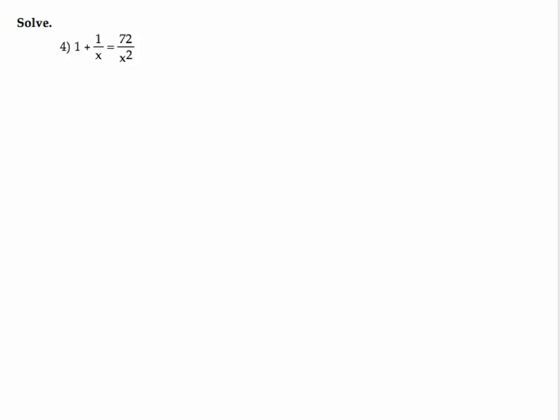Okay, to solve any rational equation, I like to use the "I hate fractions" rule, which says all I need to do is find a common denominator between all of the denominators. So 1, x, and x squared. So the lowest common denominator here will be x squared.